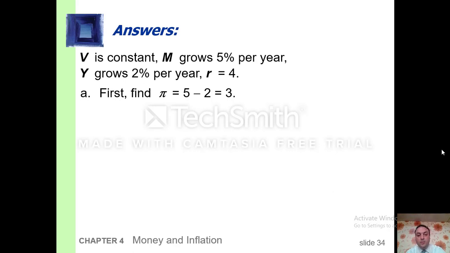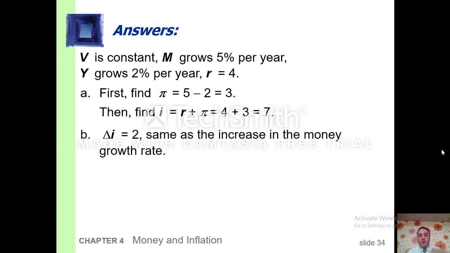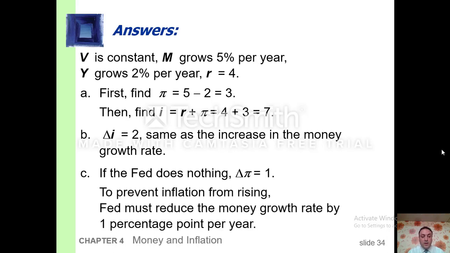So the inflation rate will be 4. 5 minus 1, so it will be 4. So the change between 4 and 3 will be 1. The change in the inflation rate will be 1. And to prevent the inflation from rising, the central bank must reduce the money growth rate by 1 percentage point per year.